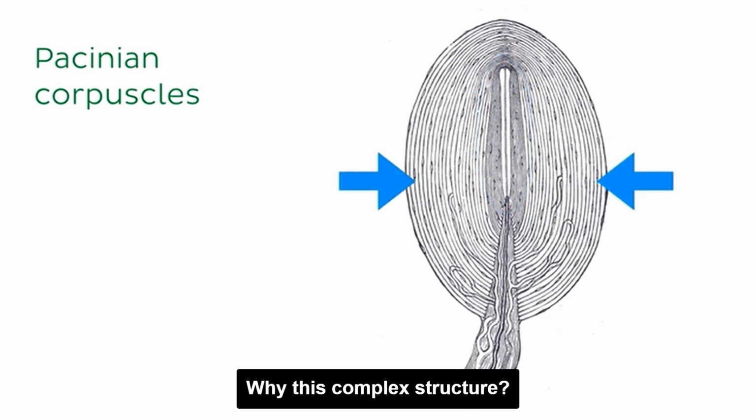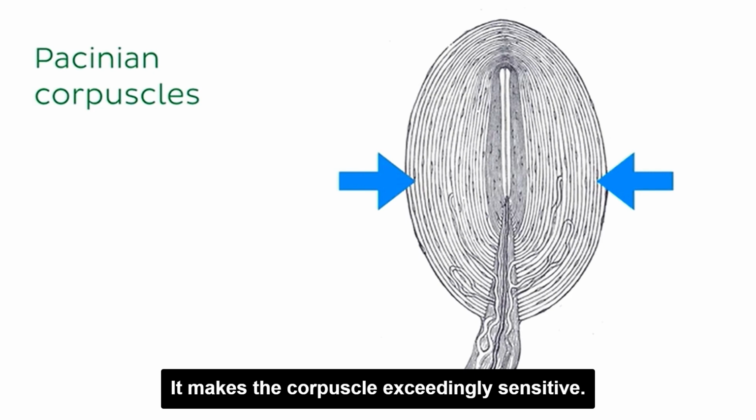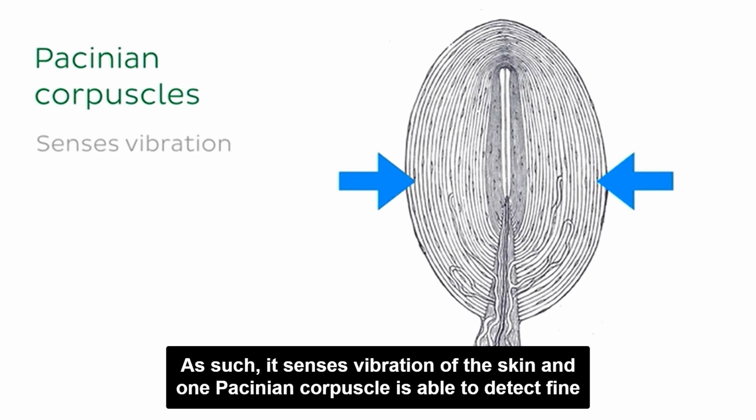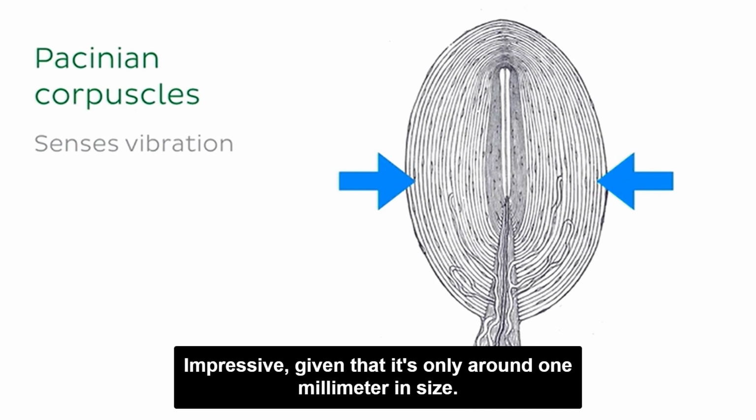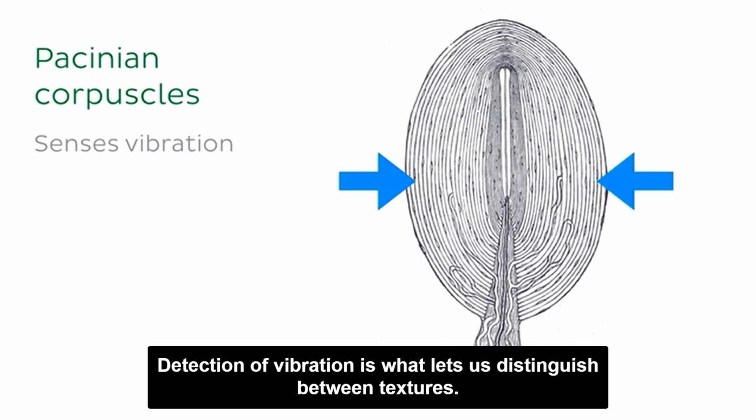Why this complex structure? It makes the corpuscle exceedingly sensitive. As such, it senses vibration of the skin, and one Pacinian corpuscle is able to detect fine vibrations many centimeters away. Impressive, given that it's only around 1 millimeter in size. Detection of vibration is what lets us distinguish between textures.